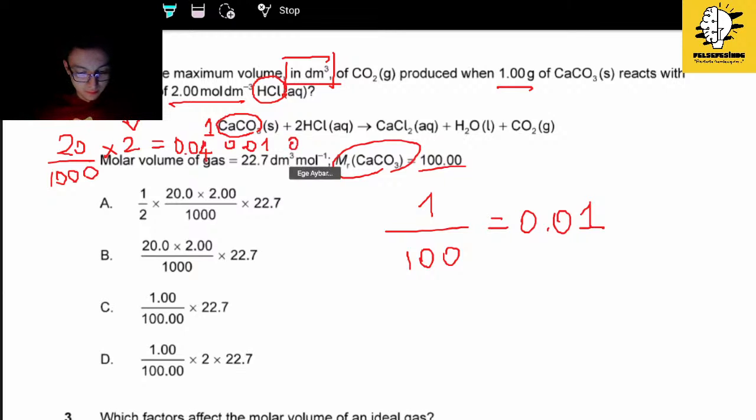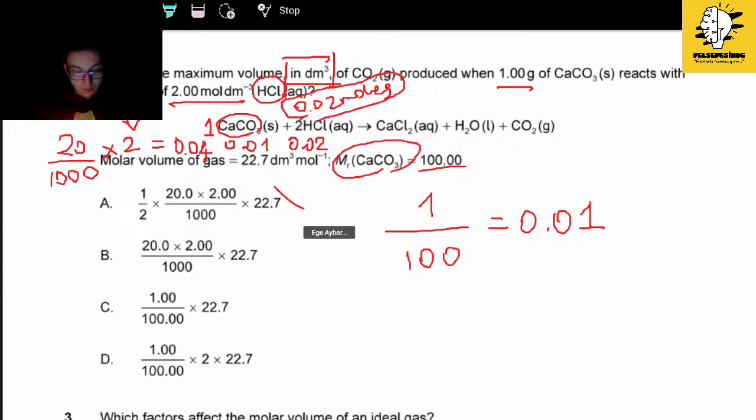But we find that hydrogen chloride is in excess, so it is 0.02. We are finding 0.02 moles of hydrogen chloride is in excess. So let's not deal with that. And it's asking us about the maximum volume of carbon dioxide. So our coefficient is 1, and this coefficient is 1 too. So let's write 0.01.